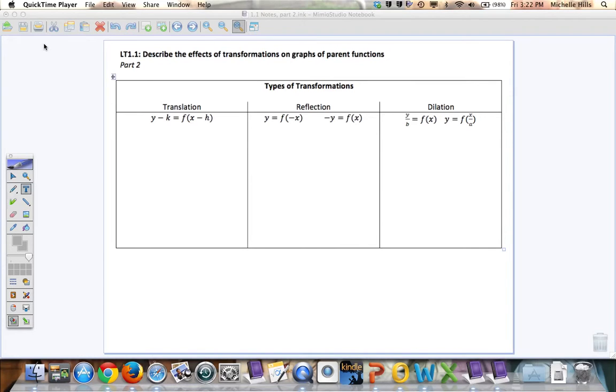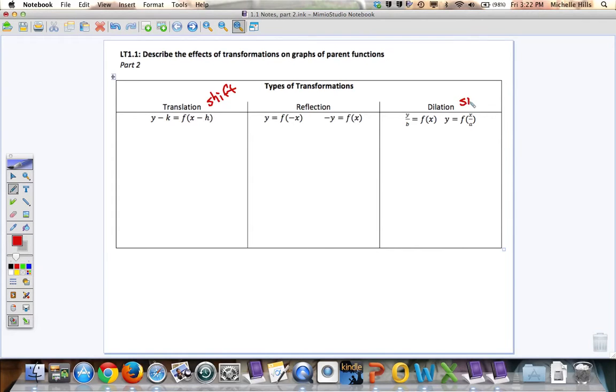So, we did that investigation and we looked at some of these things, but I want to formalize this into some notes a little bit. First of all, a translation is a shift. So basically it's taking the same shape of the function, but it's sliding it up, down, left, or right. A dilation changes the size.